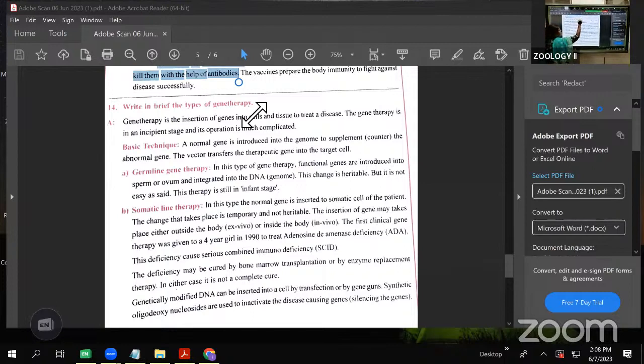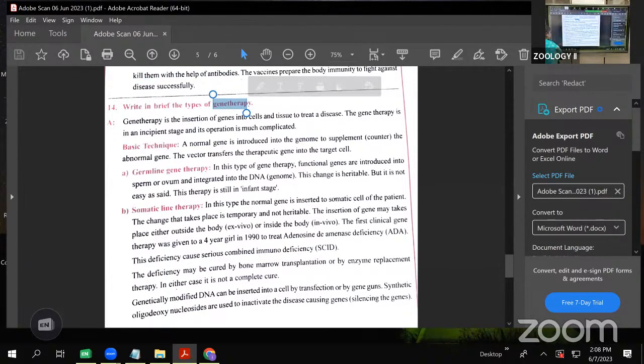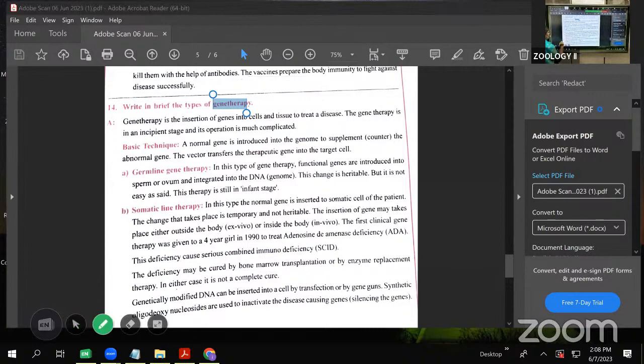The gene therapy. What is it? Gene therapy is the insertion of genes. We are inserting the genes into the cells or tissues. Gene means the chromosome has the genetic material that we call genes. These genes are inserted into the cells as well as tissues, for which purpose?